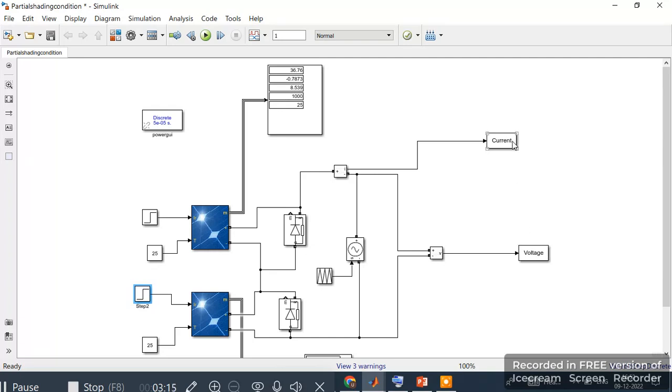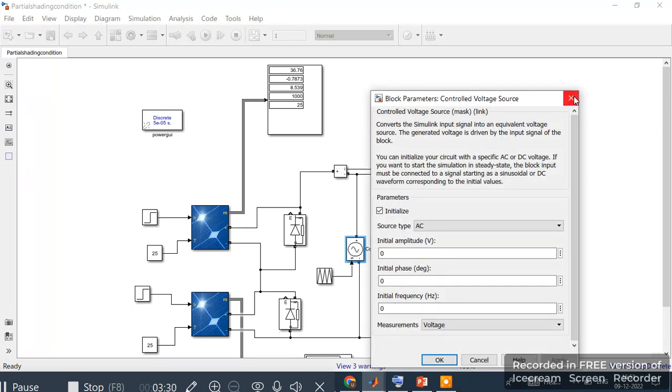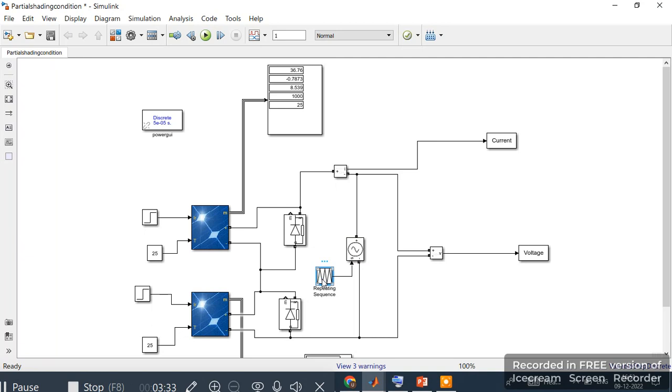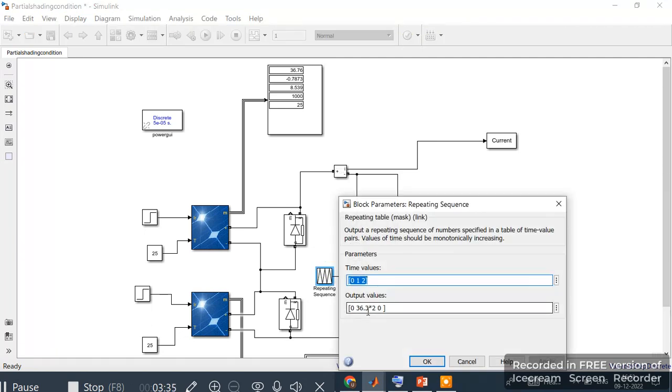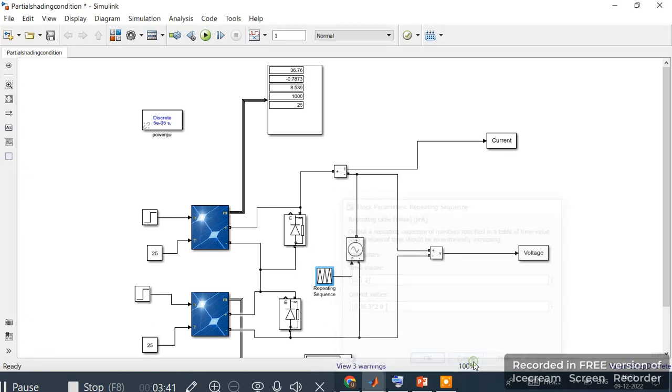We measure the voltage and current in the workspace, and we'll plot the graph of IV versus PV curve in the workspace. Okay, and here I use a controlled voltage source to measure the voltage of the series connected cells, and this controlled voltage source is connected to the input of a repeating sequence with the value 36.3, which is the open circuit voltage. Okay, so now let us run this simulation.